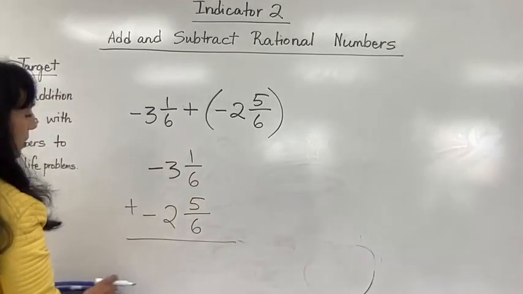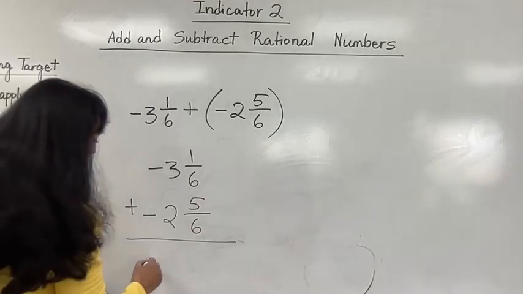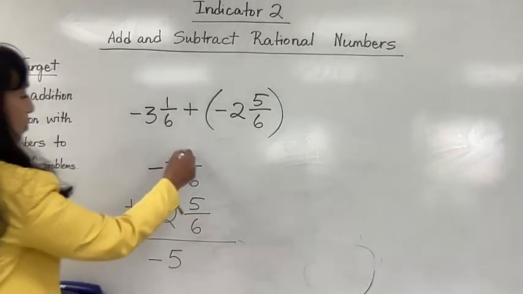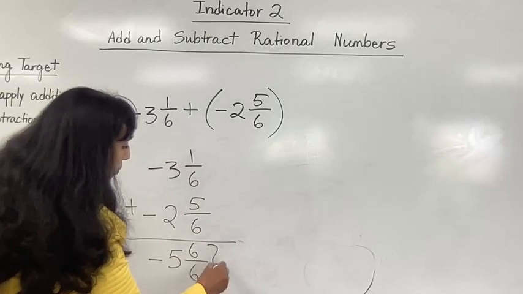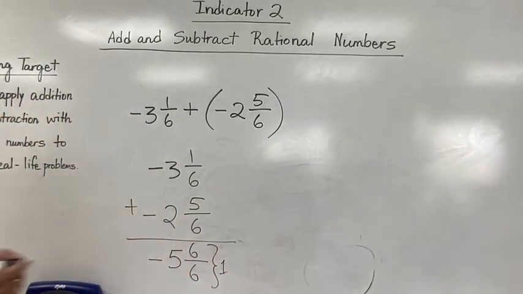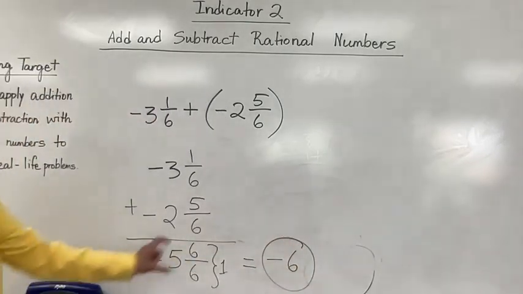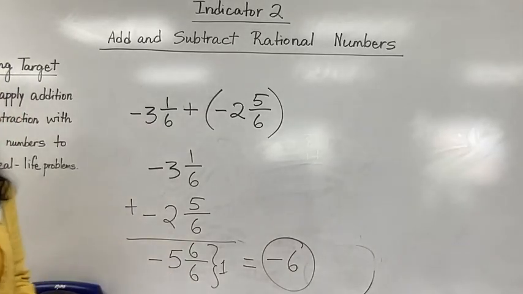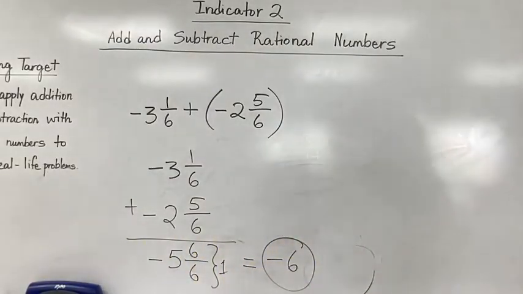Okay. So both the same sign. So I am going to end up with a negative. 3 plus 2 is 5. Okay. And 1 plus 5 is 6. So 6/6 is nothing but, this is what? 1 whole, right? So that 5 and this 1, this equals your negative 6. Okay, because this is 1, you're going to add on to this one. So this becomes negative 6. All right. So this is how we are adding your rational numbers. Okay.